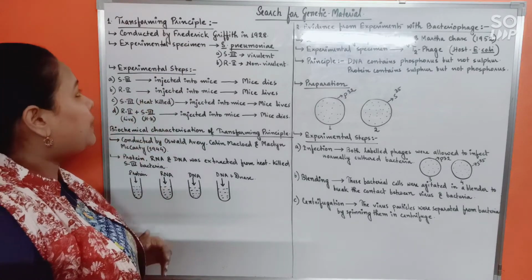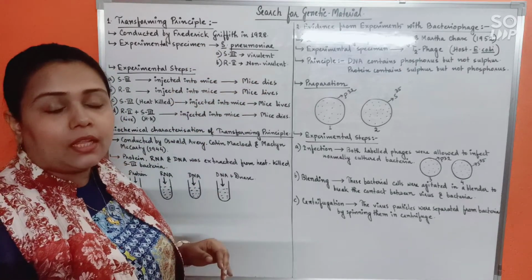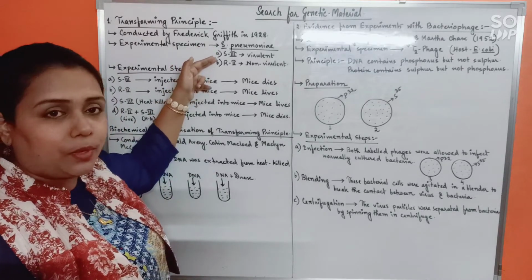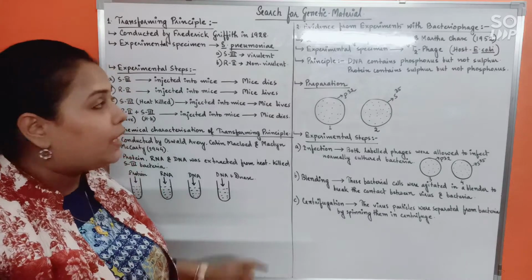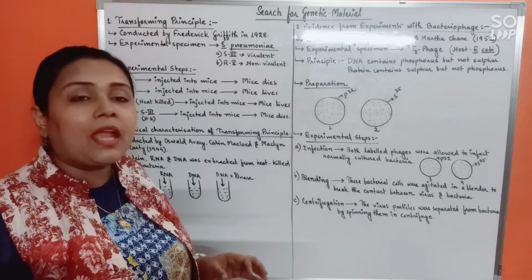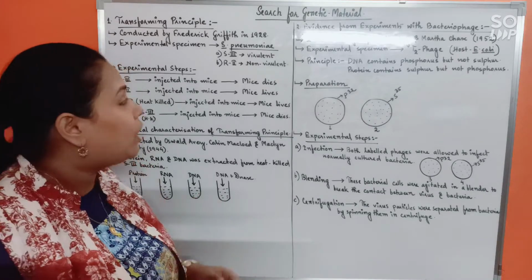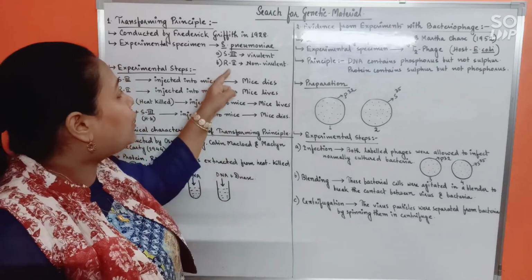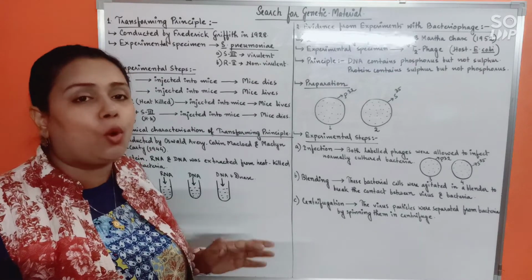The experimental specimen used by Griffith for this experiment was Streptococcus pneumoniae, the bacteria that causes pneumonia. For this bacteria there are two strains present. One is S3, another is R2. S here stands for smooth. This is the strain of the bacteria that would produce smooth colonies in the culture media, and it is capsulated and hence virulent. That means it can cause disease. Whereas the other strain R2, here R stands for rough. The R2 strain is non-capsulated and hence non-virulent, so it does not cause any disease.